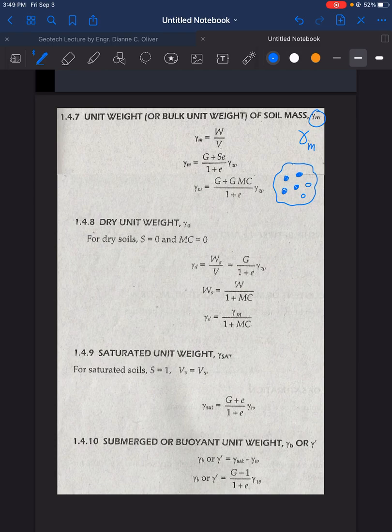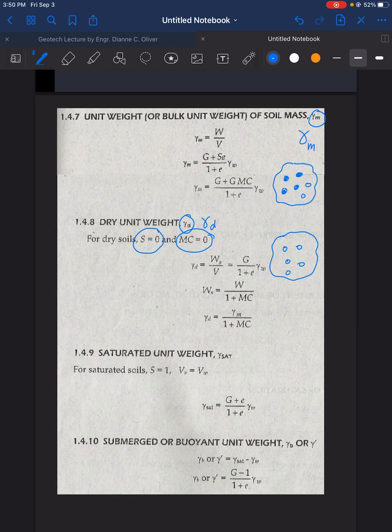Now the second one is the gamma D or gamma dry. From the word itself, dry, if this is the sample which has voids, we will just be considering the solid part. So the solid part of the sample has voids and does not contain any water. So the condition of the sample is that it is zero saturation and zero moisture content. It is the sample that has been taken out from the oven.